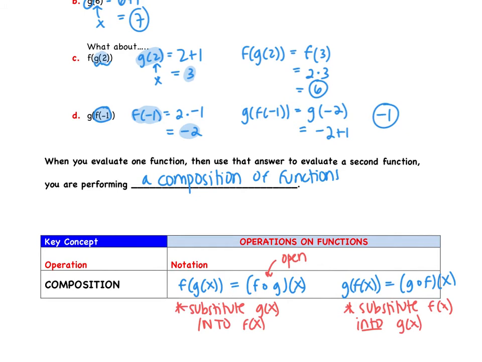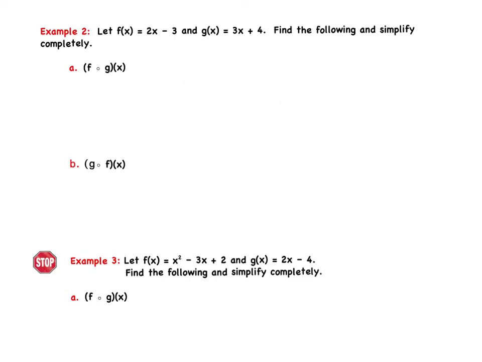Okay, I think we need to look at an example together. So we're going to do an example together, and then you're going to do one on your own. So flip to the next page, please. Okay, example number 2. Let f of x equal 2x minus 3 and g of x equal 3x plus 4. Find the following and simplify completely.